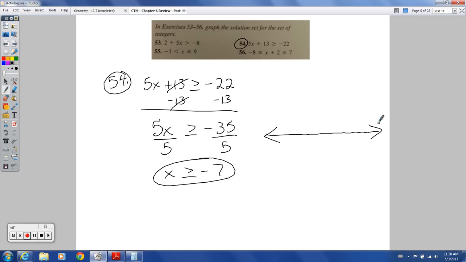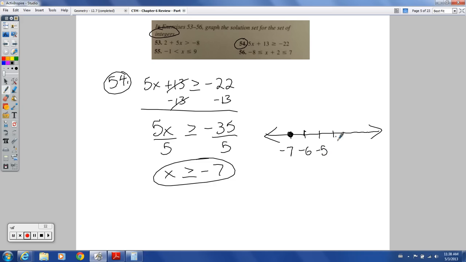And I'm graphing this for integers here, it says. So integers, so I'm going to start here. I'm going to say I'm at negative 7 right here, and it's greater than or equal to, so I can fill that one in. But since it's integers, I can't just shade everything. I just have to go up one at a time.